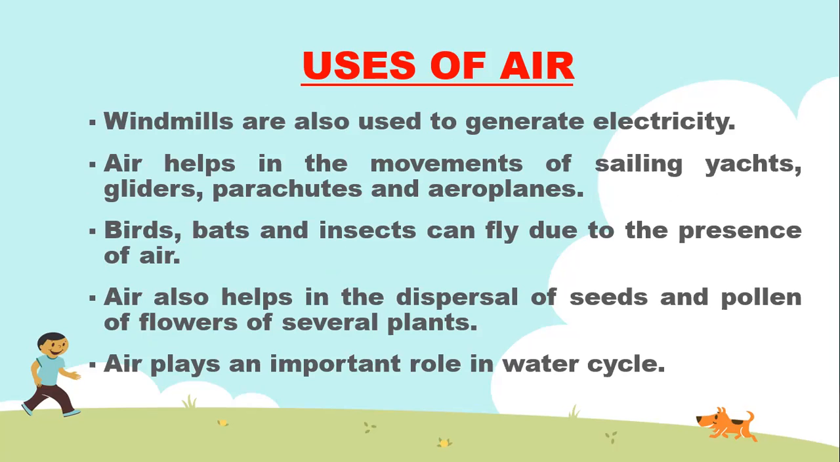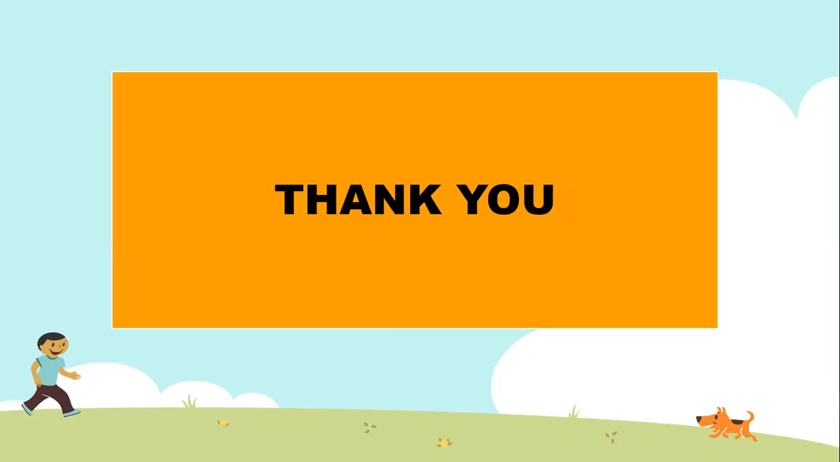Air helps in the movement of sailing yachts, gliders, parachutes, and aeroplanes. Nothing can move without air, right? Birds, bats, and insects can fly due to the presence of air only. Air also helps in the dispersal of seeds and pollen of the flowers of several plants. Air plays an important role in the water cycle. These are the important uses of air which you already know. So this is how our chapter finishes, and I hope you have understood this chapter very well. Thank you.